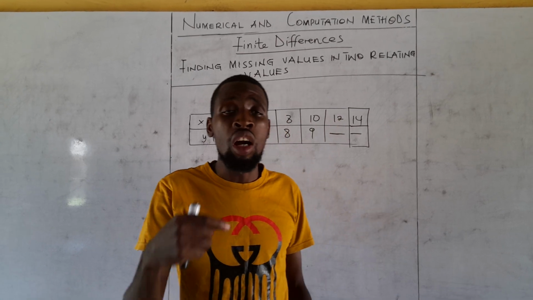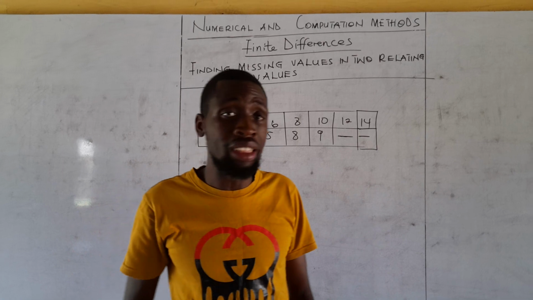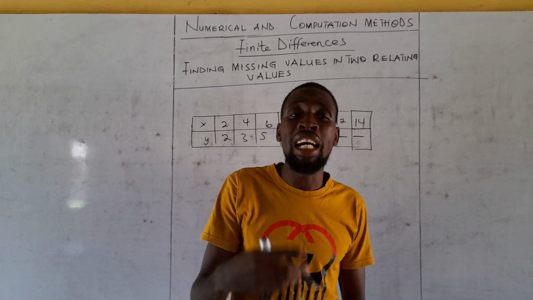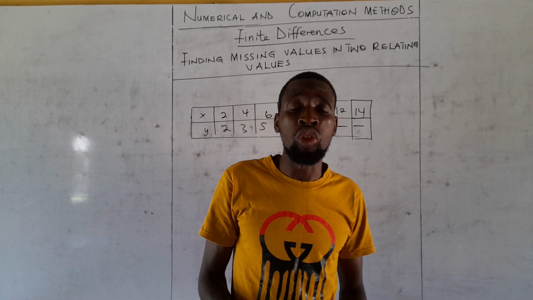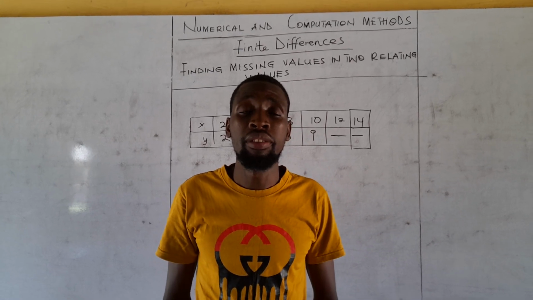So if the order of the polynomial function connecting x and y is given to us, we'll be able to find those missing values without guessing. So this will be our discussion today, and it will be very interesting. So please take a seat.